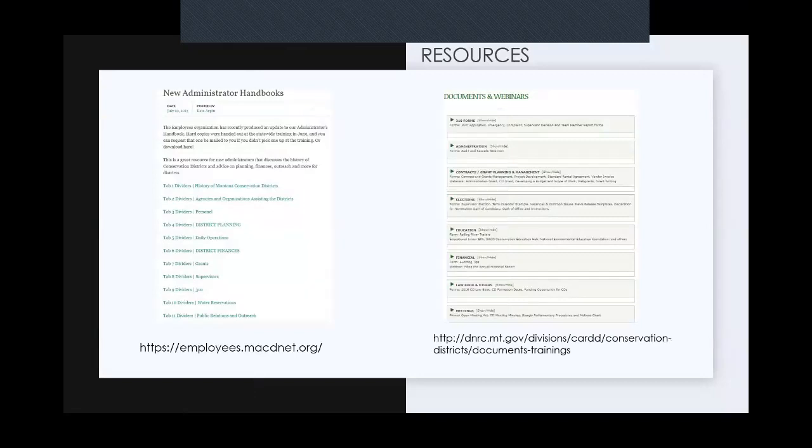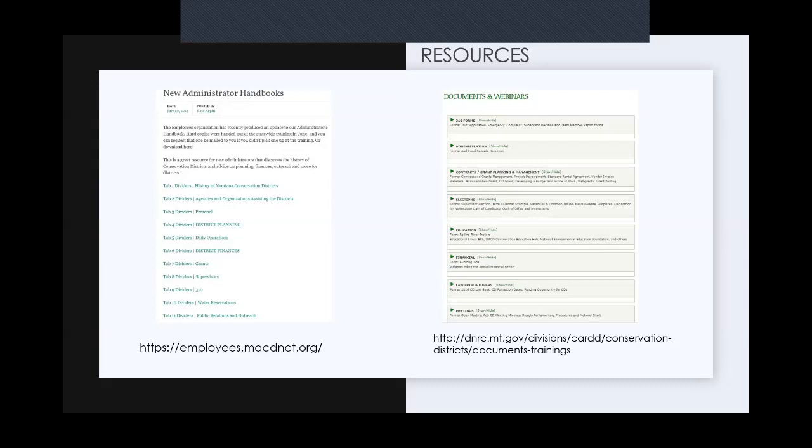Hi, everybody. So I am actually not going to click on these, but I do want to let you know where you might find some of these resources. And if you're interested, I can also email those to you. The first one that I wanted to talk about is the new administrators handbook that is housed at the employee organization website, which is housed in the MACD website. So if you go to macdnet.org, you scroll all the way down to the bottom of the page and you'll see an employee organization link. You will find other resources located there.